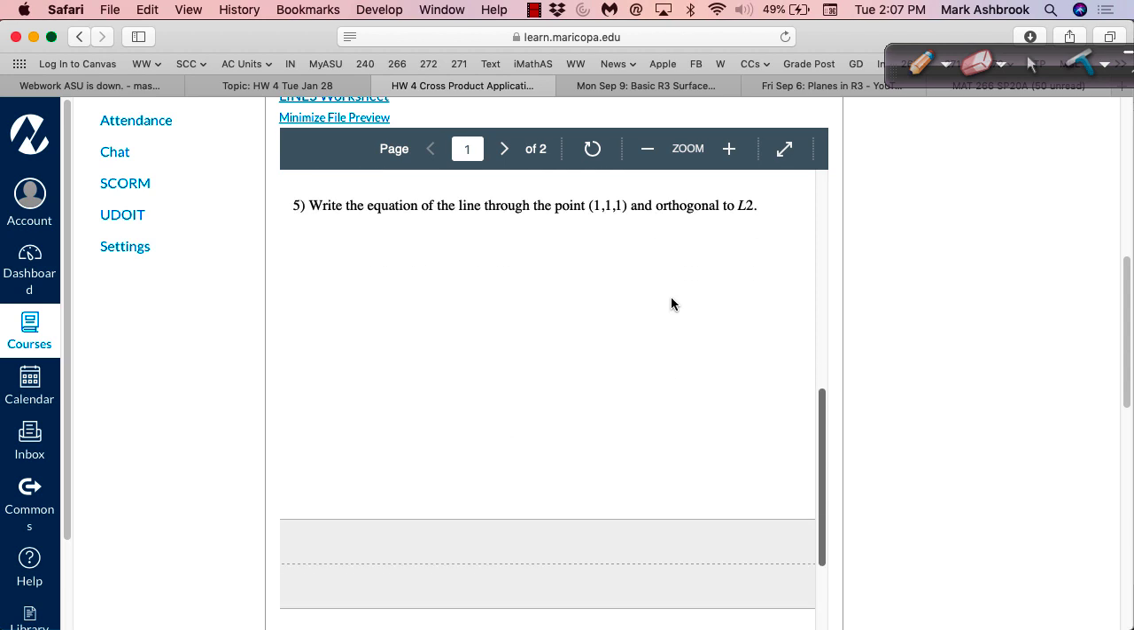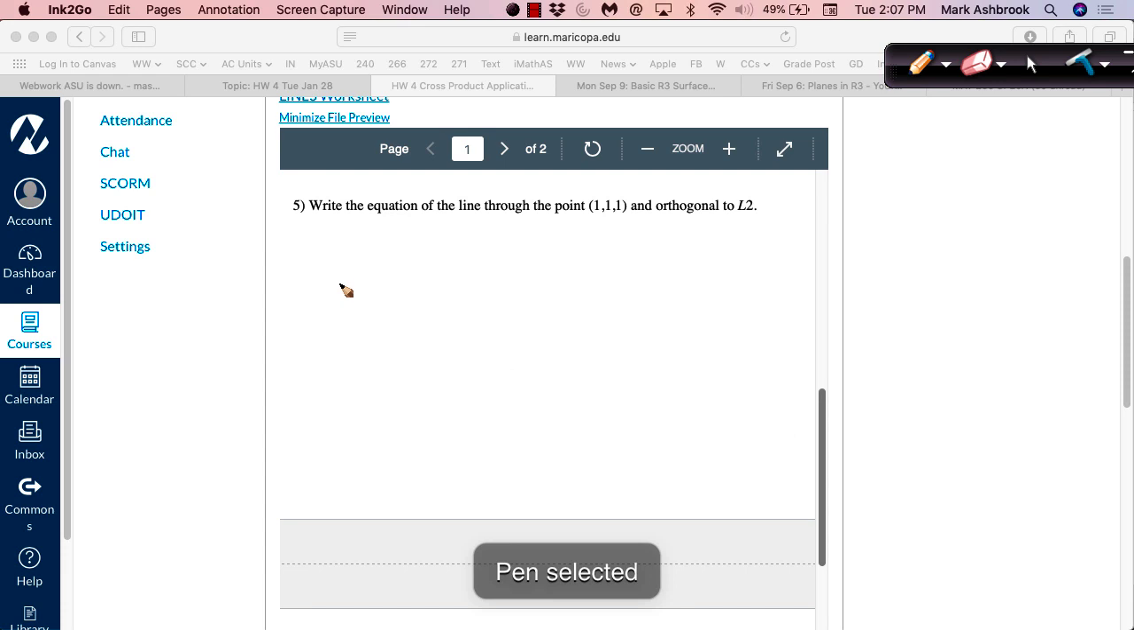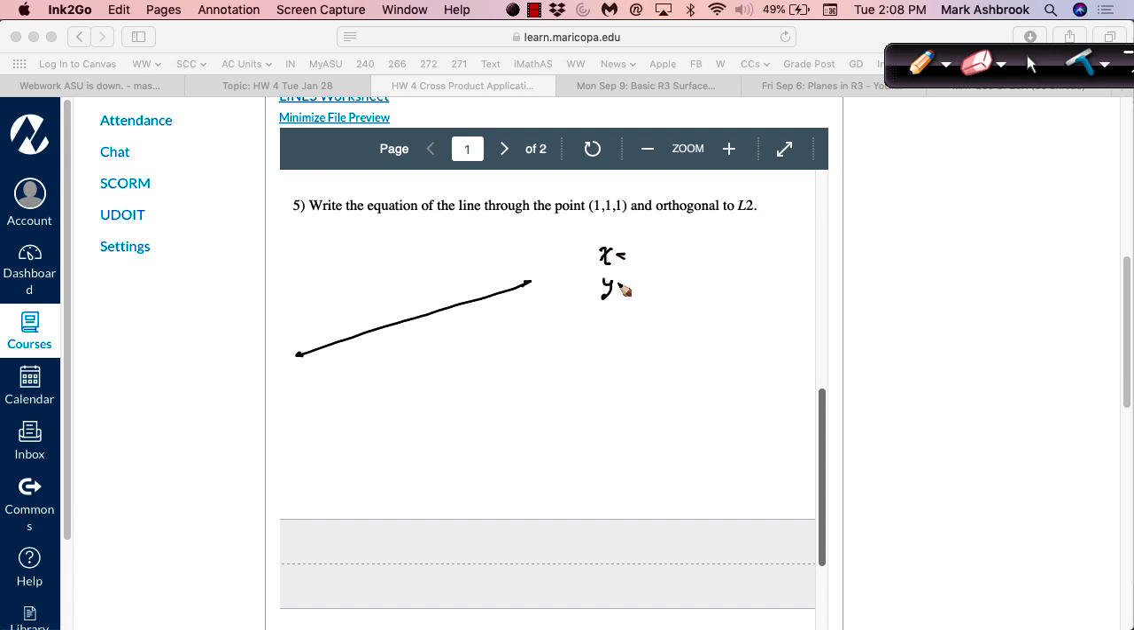Okay, cool. So the equation of the line through the point and orthogonal to L2. Okay, so let's draw a picture. Remember, understand the situation, draw a picture. So here's L2. And L2 was given above, right? Can someone read that to me? Was it given parametrically? Is it from number 4? Yeah, from the previous problem.